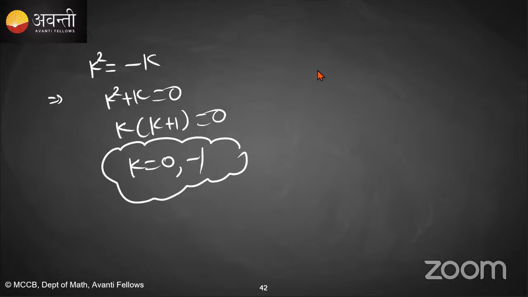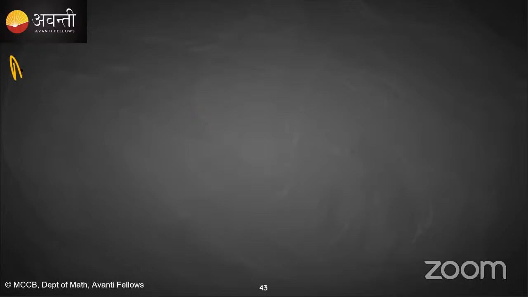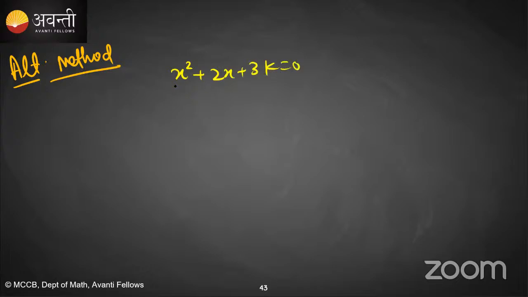Alternate method. देखो, ऑल्टरनेट मेथड में क्या है? Okay, देखो, what was the equation? क्वेश्चन क्या था कि x square plus 2x plus 3k is equal to 0 and 2x square plus 3x plus 5k is equal to 0, right? So these two have the same root. Let's say alpha is that root. So substitute alpha. Alpha को substitute कर दो.